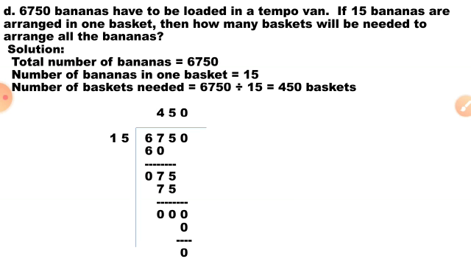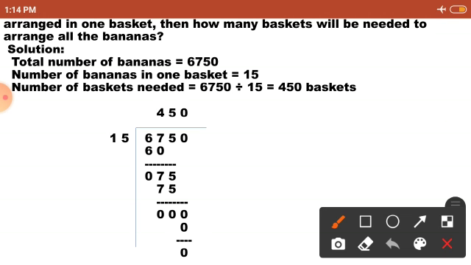Number of baskets needed for arranging the bananas. How will you find out that? Just divide this. So 6,750 divided by 15. So let's divide this number. First we have to write the dividend, that is 6,750, and next you have to write the divisor, that is 15. Before that we have to see the divisor, that is what? It is a 2-digit number. So in the dividend you have to take the first 2 digits.